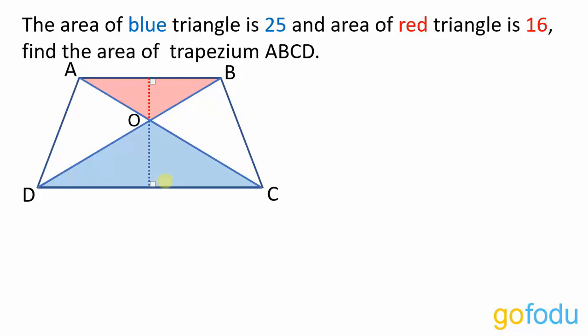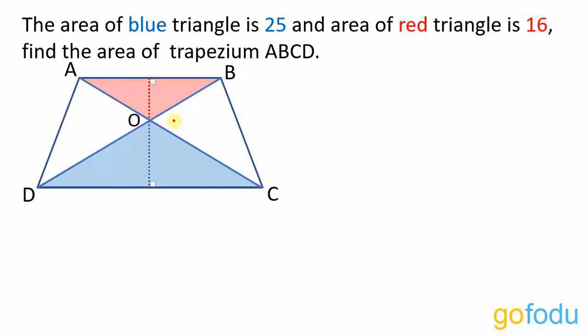There are so many things to derive in a trapezium, and that's the reason we have one more video on trapezium. In this video, we'll derive an interesting result related to the area of a trapezium. The area of this blue triangle in the trapezium is given as 25 square units. The area of this red triangle is 16 square units. And we have to find the area of the overall trapezium ABCD.